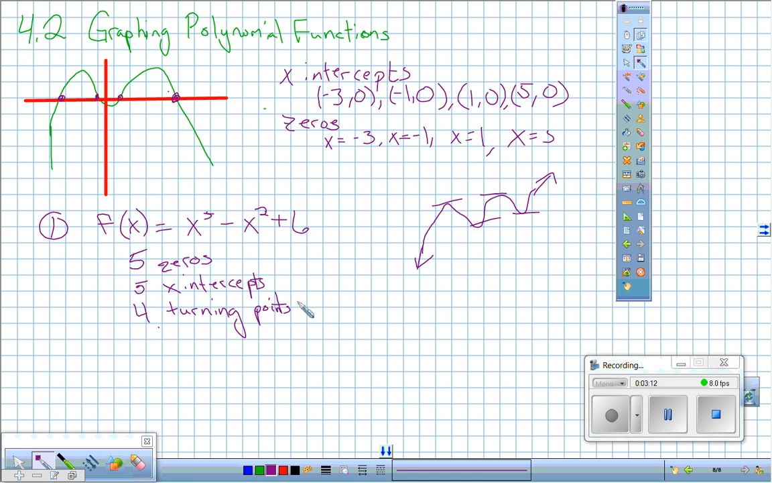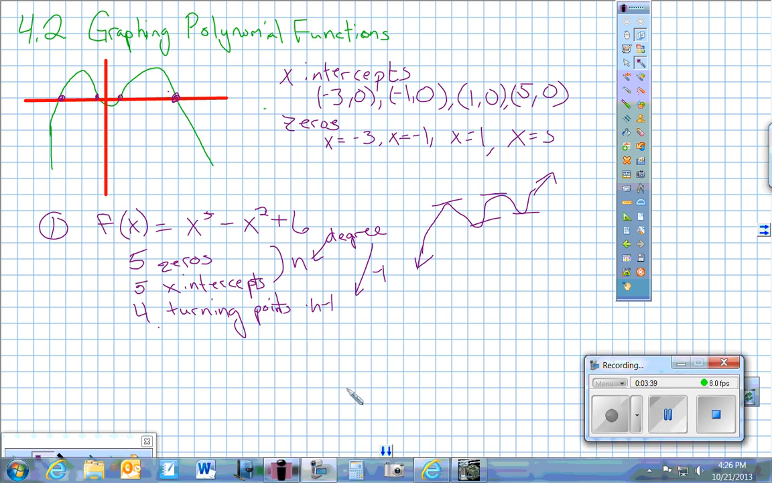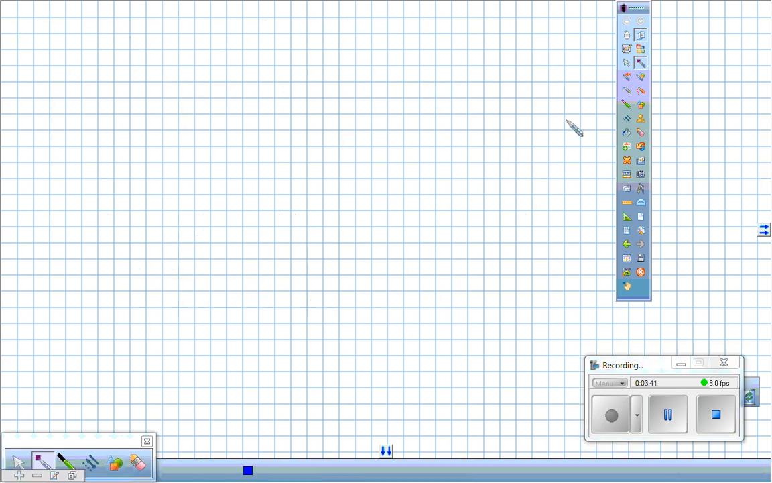I can't spell turning points. So always this would be considered my n. So that's my degree. And then my turning points, I would have n minus 1, so basically the degree minus 1. Boy, this is very sloppy. I'm sorry about this. Again, I kind of got ahead of myself in 4.1, so I'm just covering some of these things real fast.